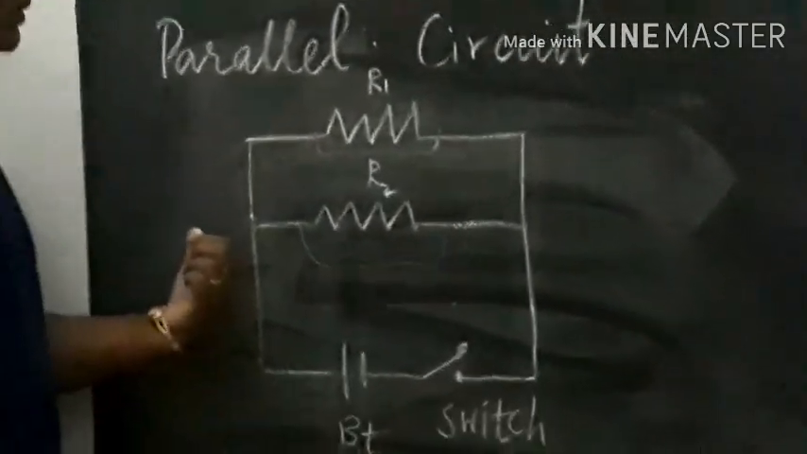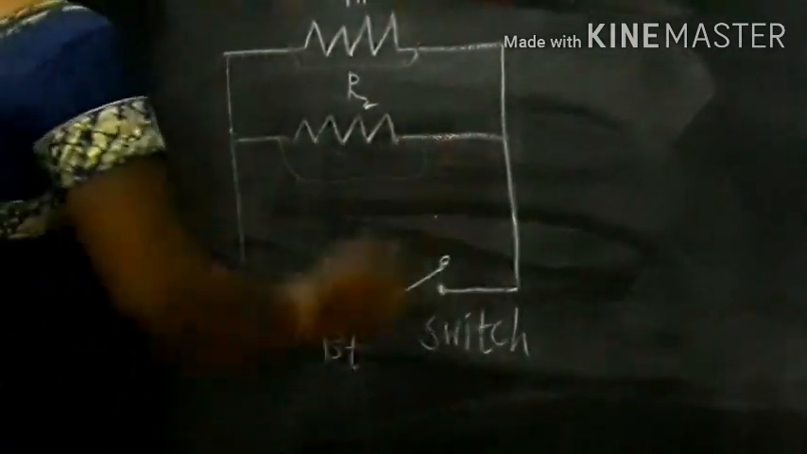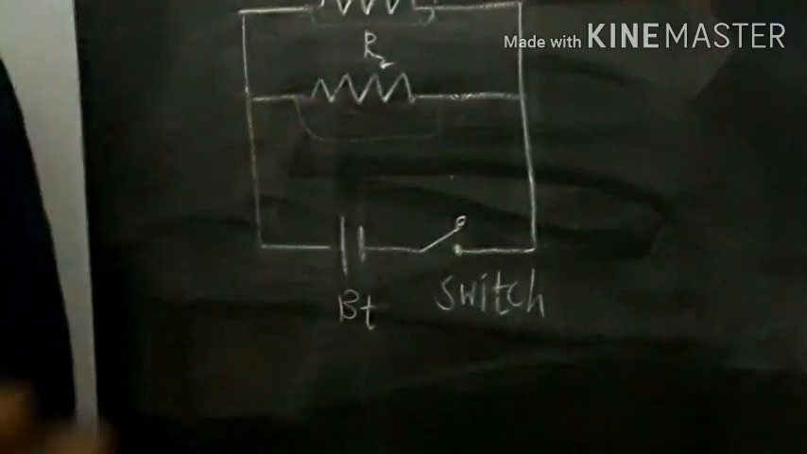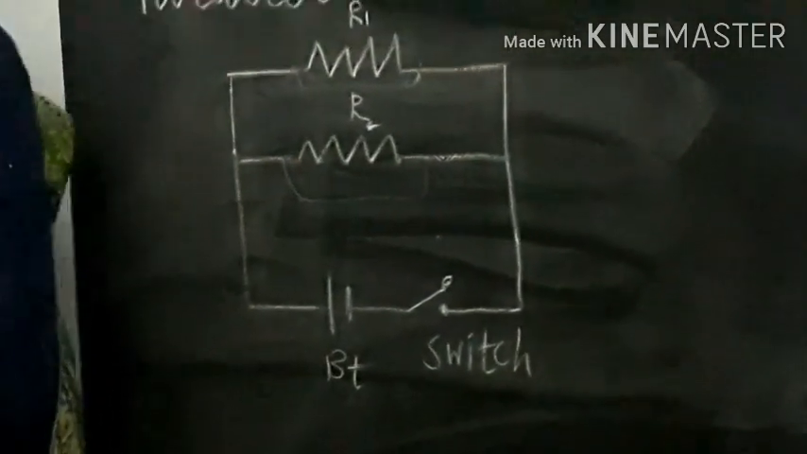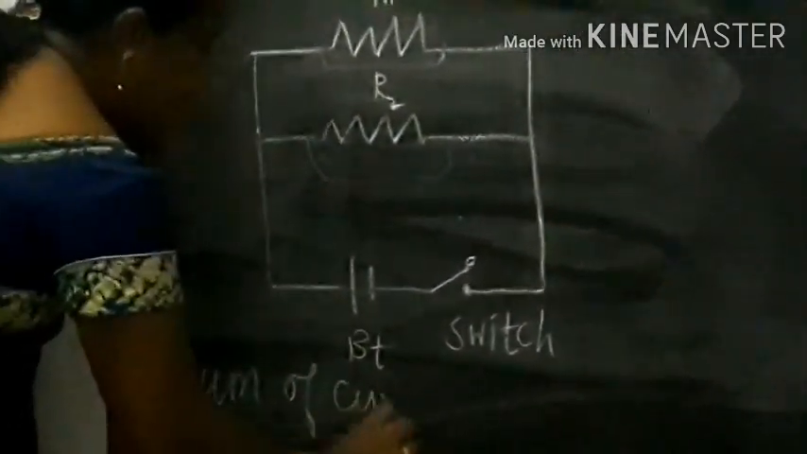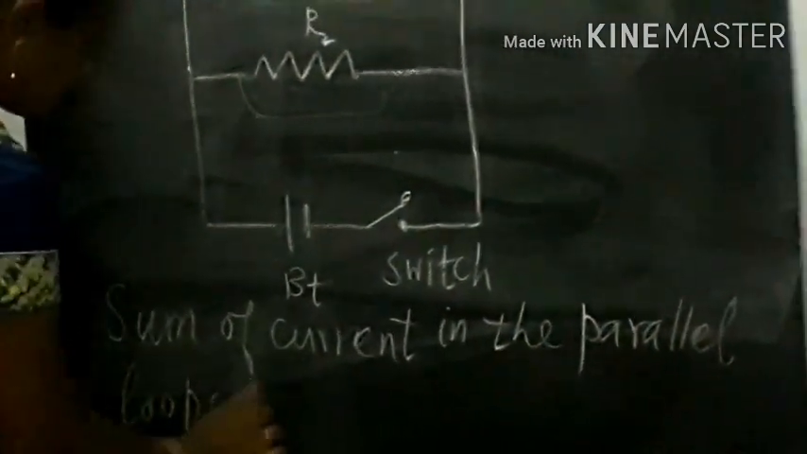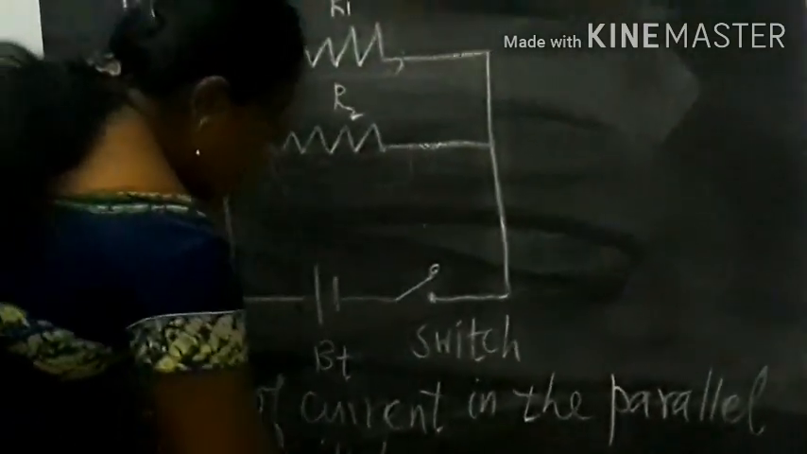So in a parallel circuit, if we measure the current across this resistance and also the current across this resistance, the sum of the current in the loads will be equal to the main current. That is, sum of current in the parallel branches or in the parallel loops will be equal to the main current.